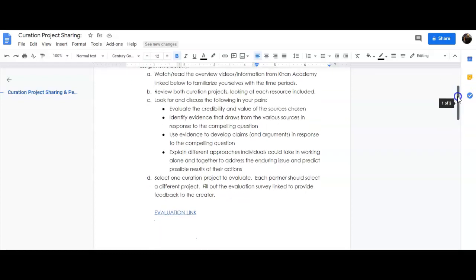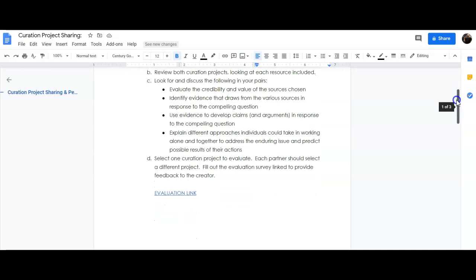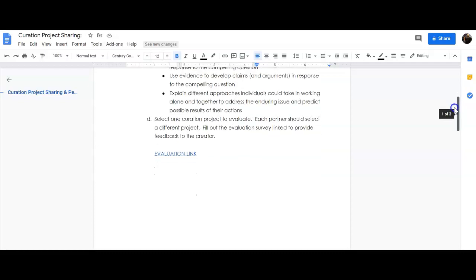After you do that together, you are going to select one curation project each that you reviewed, so each partner should select a different one, and then you're going to fill out this peer evaluation survey linked and provide some feedback to the creator.